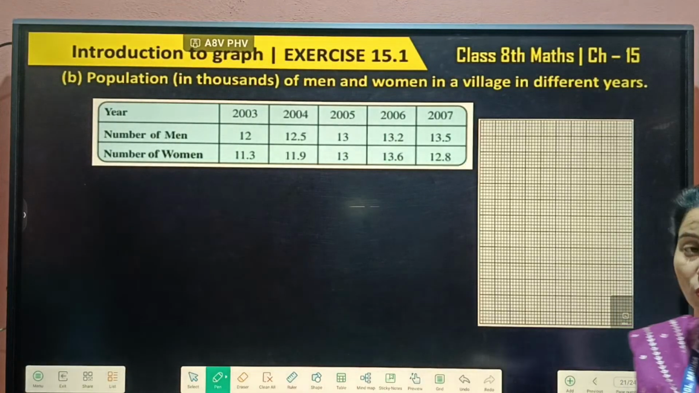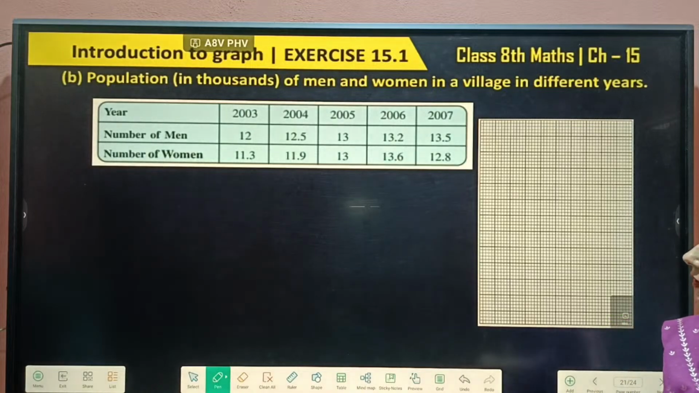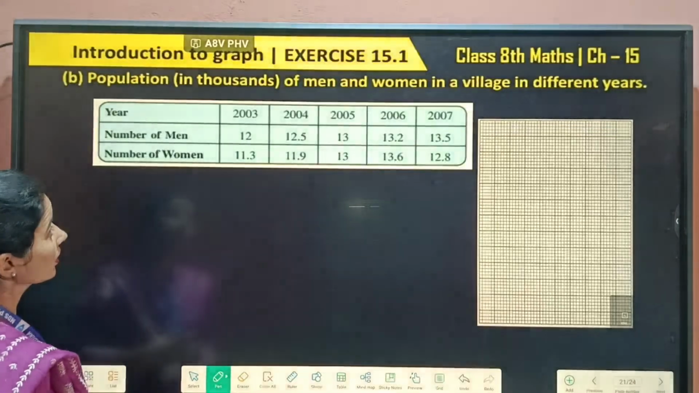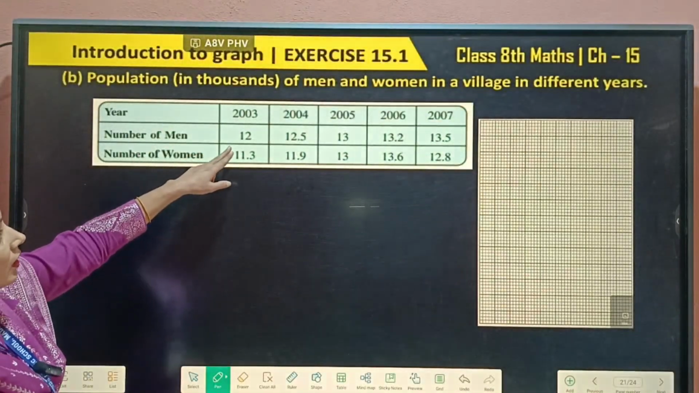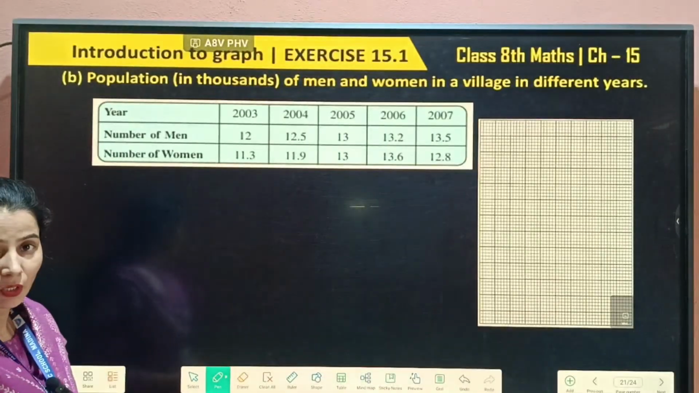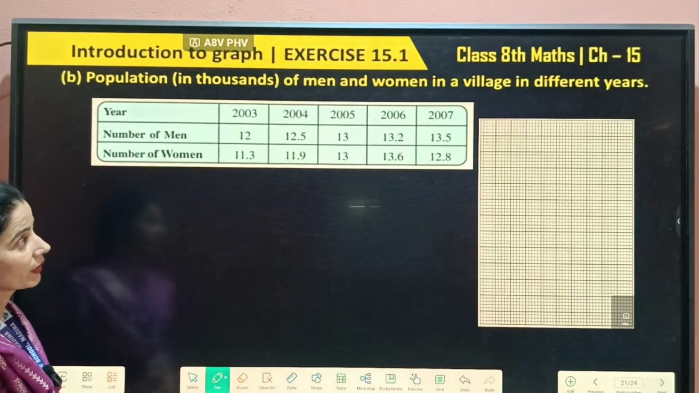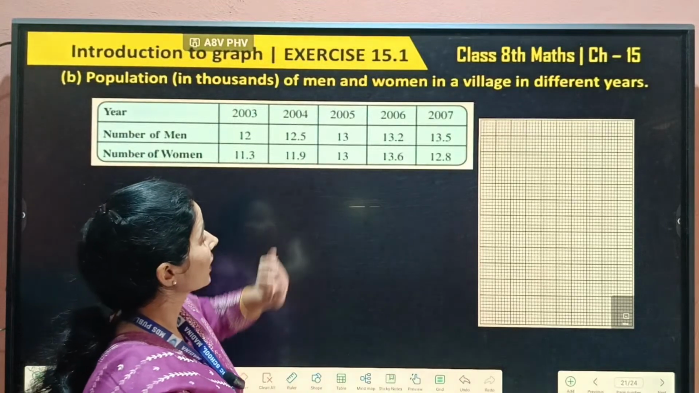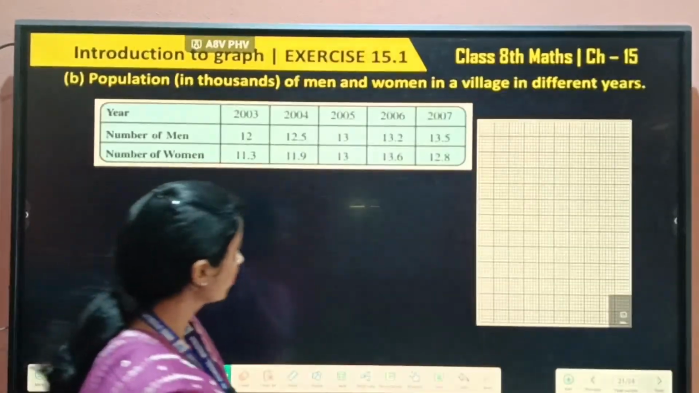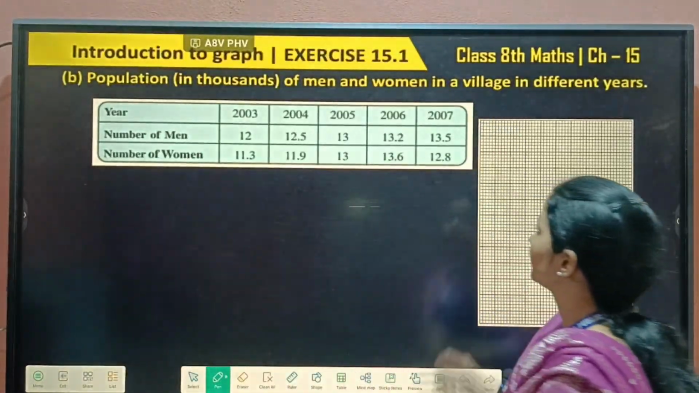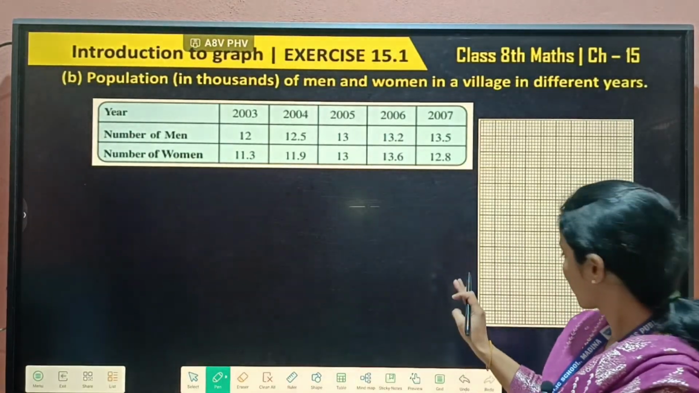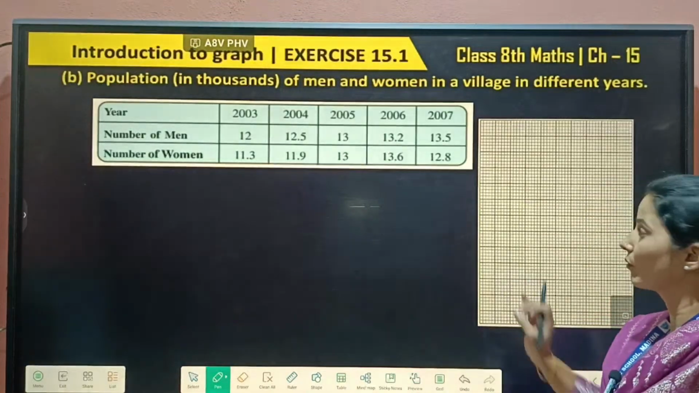So we need to plot 2 graphs for this. Let us draw for men. In 2003, the population of men was 12,000. In 2004, the population was 12.5 thousand. In 2005, the population was 13,000. In 2006, the population was 13.2 thousand. And in 2007, the population was 13.5 thousand. Okay. Let us choose the scale on the x-axis and y-axis.